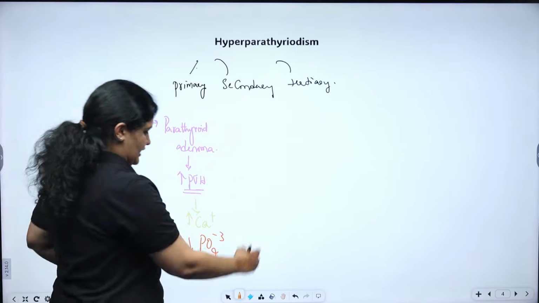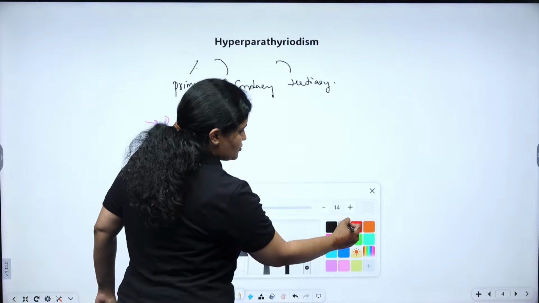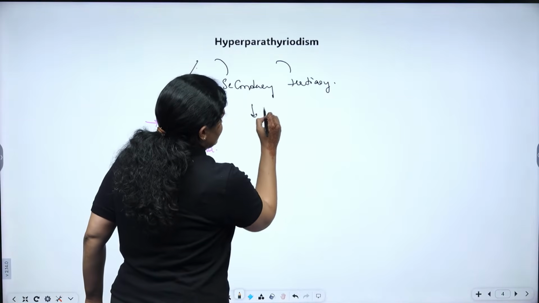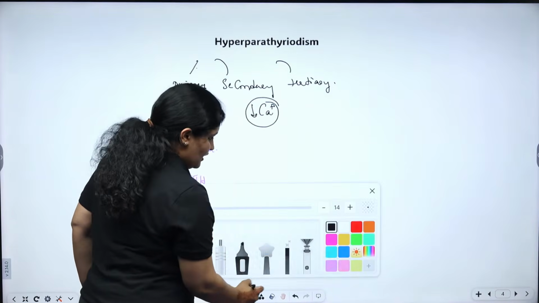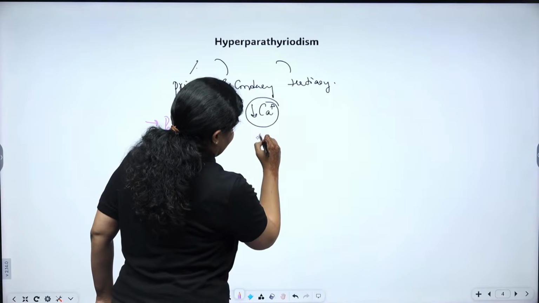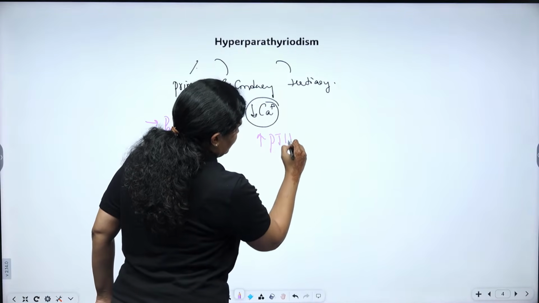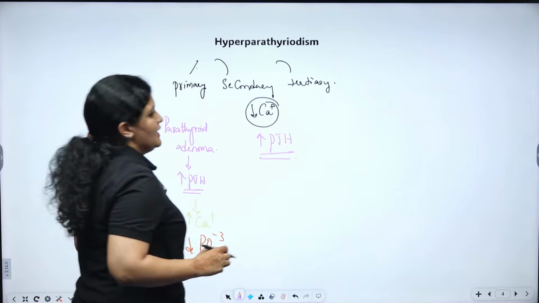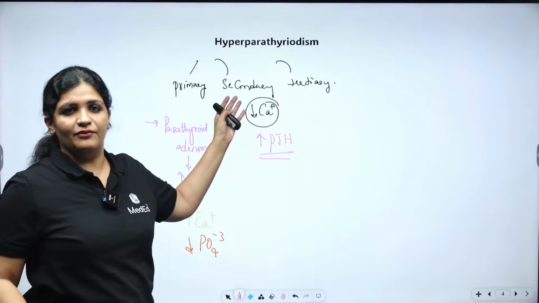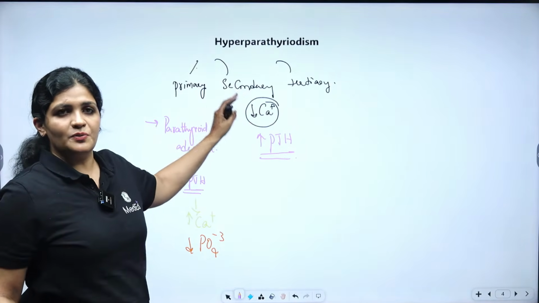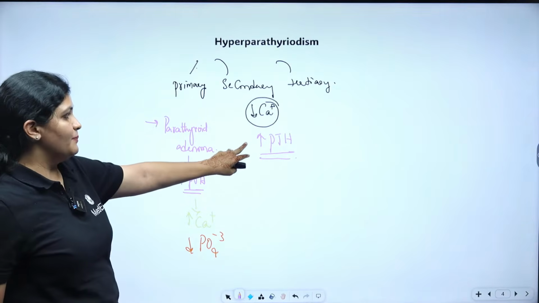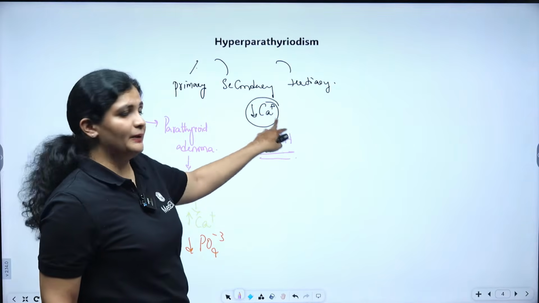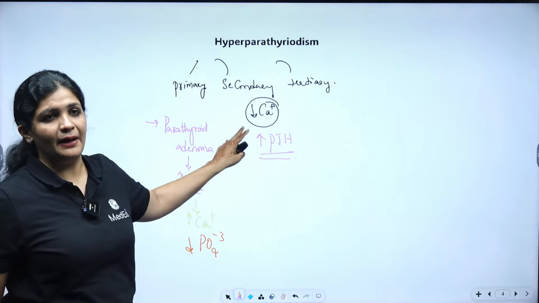Coming to the secondary, why does secondary usually occur? Secondary is usually because of decreased calcium, that is hypocalcemia, which will initiate an increase in the PTH. This is your secondary hyperparathyroidism. For example, in rickets, whenever there is vitamin D deficiency, all those will cause a decrease in the calcium level. A decrease in the calcium levels will cause a feedback mechanism, that is an increase in the PTH. So this is secondary hyperparathyroidism.